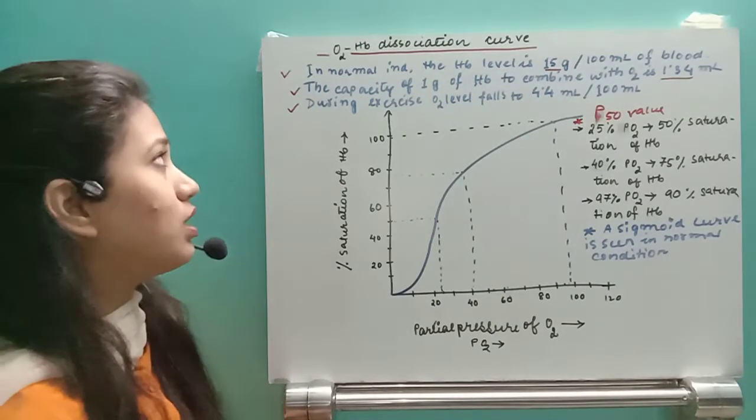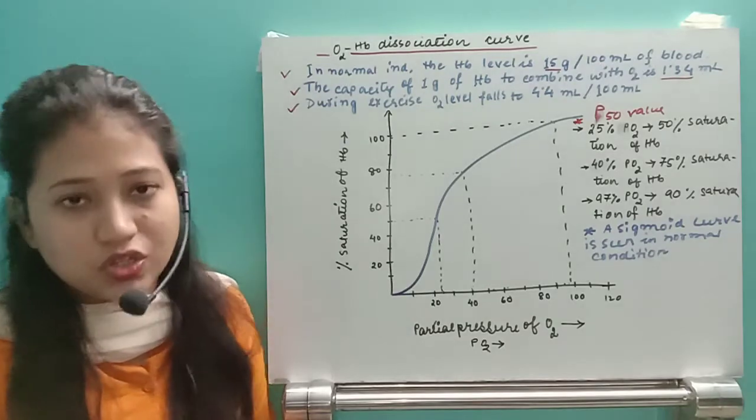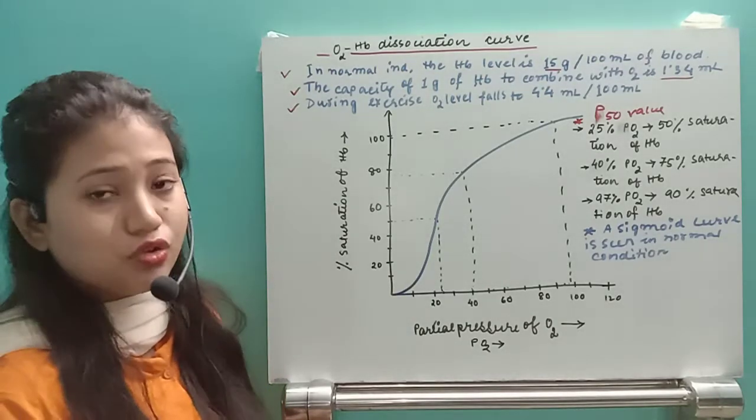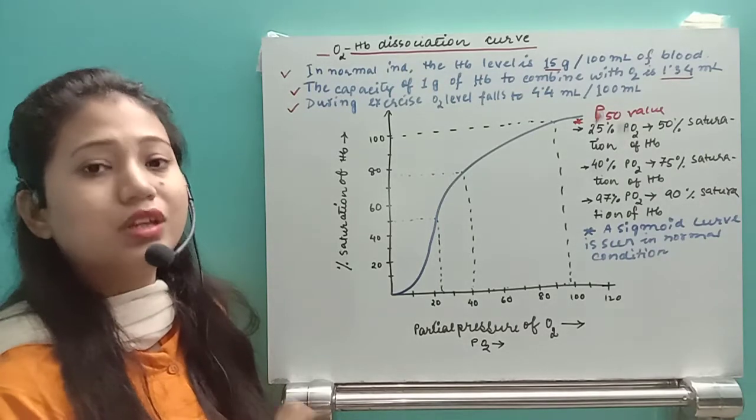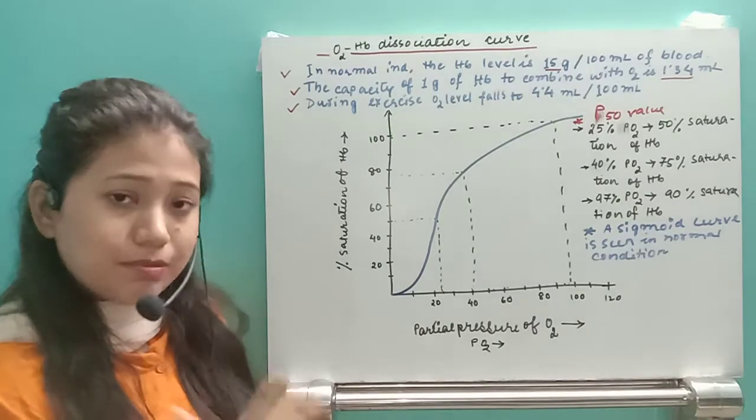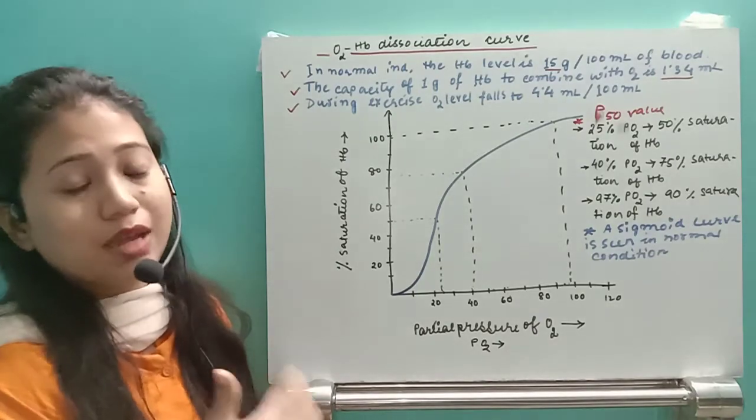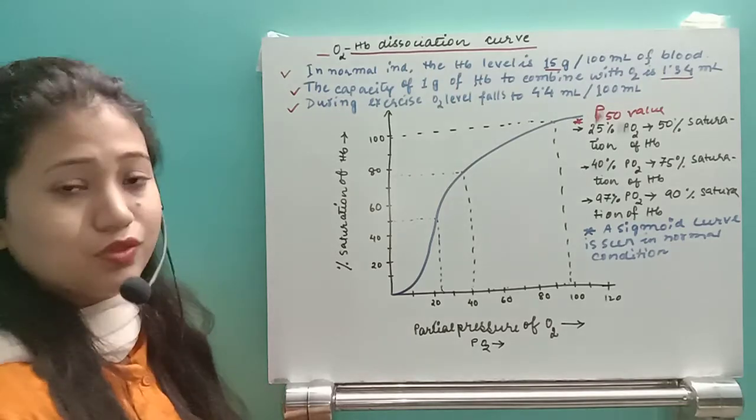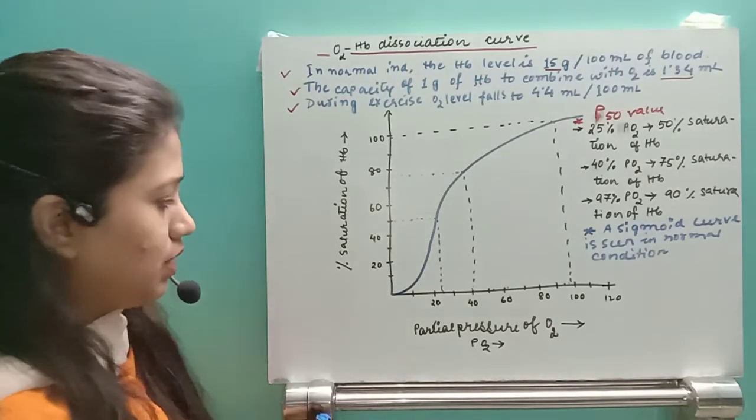Okay, so that is called the oxygen hemoglobin dissociation curve. From here we will see that whenever we have different conditions, the oxygen hemoglobin curve may sometimes shift to the right or sometimes shift to the left. So we will see when it will shift to the right and when it will shift to the left.